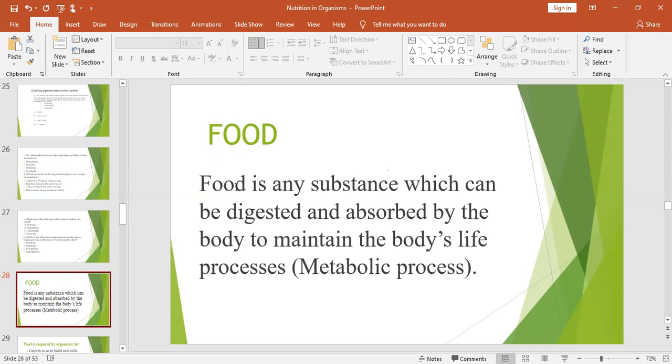Food is very diverse. And please, the food you eat mainly is attributed to your culture. Some people say one man's food is another person's poison, meaning that there are a variety of foods. But we are saying that anything which can be taken in, digested, and absorbed by the body to maintain the body's life processes is actually termed as food.